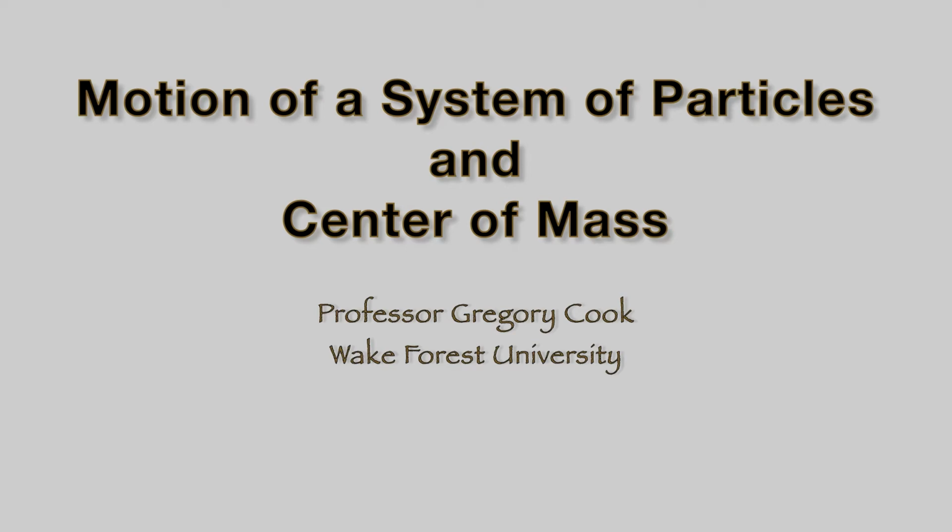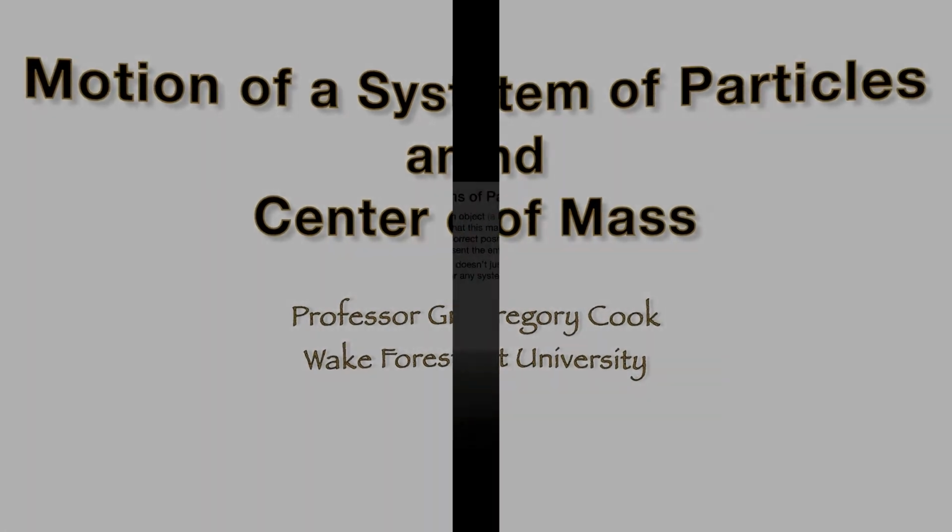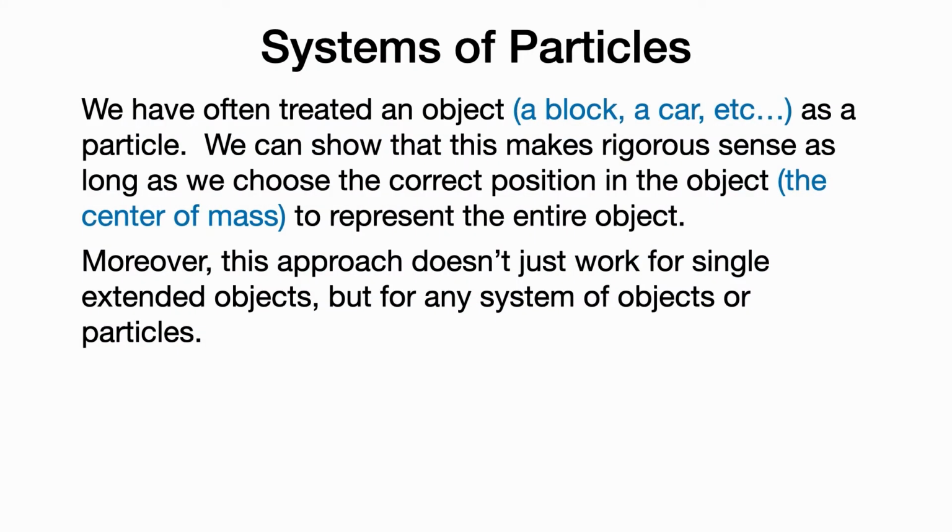In this module, we're going to consider motion of a system of particles and center of mass. We have often treated an object, be it a block, a car, whatever, as a particle. We can show that this makes rigorous sense as long as we choose the correct position in the object, that is, something we call the center of mass, to represent the entire object. Moreover, this approach doesn't just work for single extended objects, but also for any system of objects or particles.